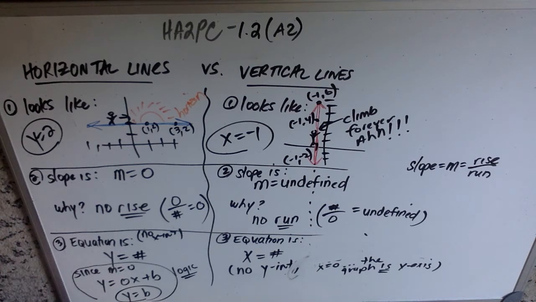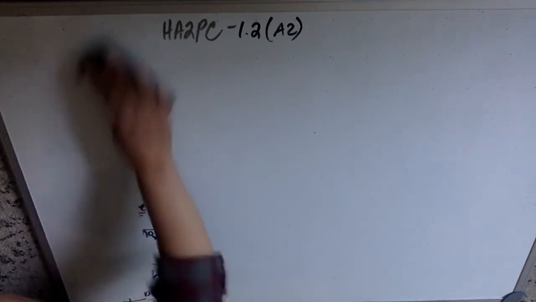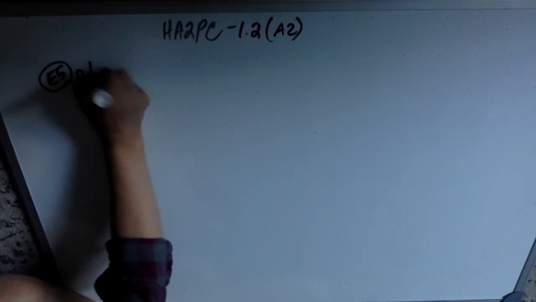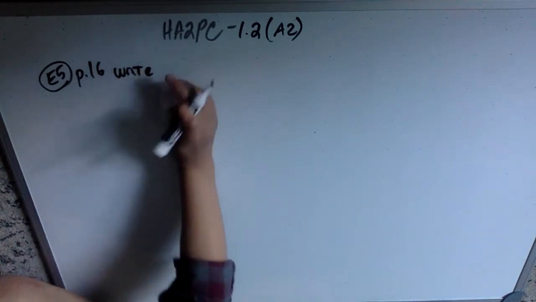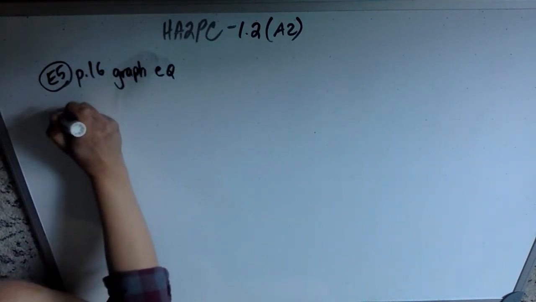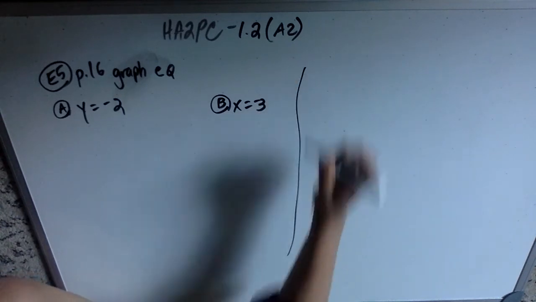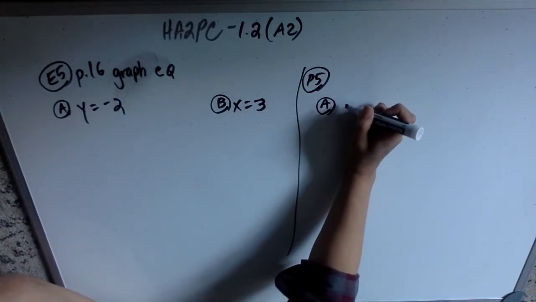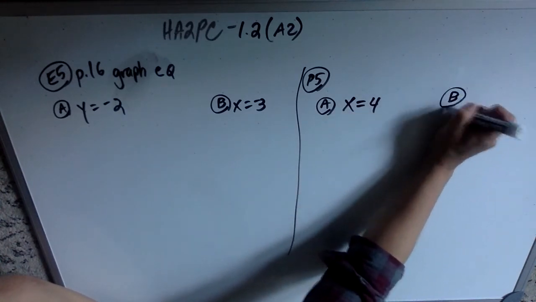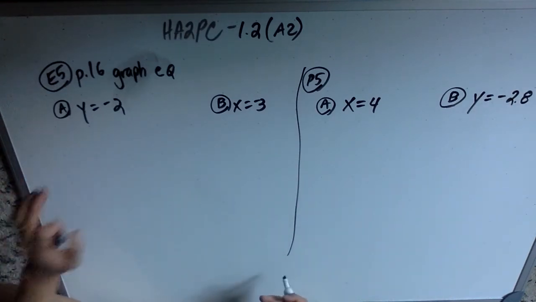So now we're going to walk through example 5 that's in your textbook, and I might throw in a 5B because I don't always think that your book is challenging enough, and that is the nature of being me. I'm on page 16, and in example 5 you're asked to graph the equation. We're going to do the reverse in a second. In A, we're asked to graph y equals negative 2, and in B, we're asked to graph x equals negative 3. They didn't give you a P5, so I'm just going to make up a P5. Let's do x equals 4 and y equals negative 2.8. I don't know why I picked something so close to y equals negative 2, but here we are.